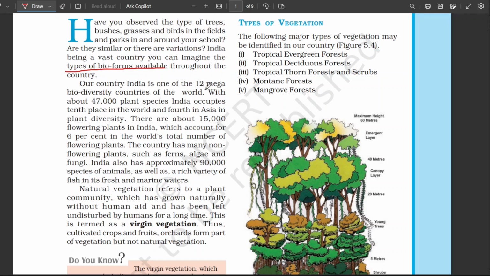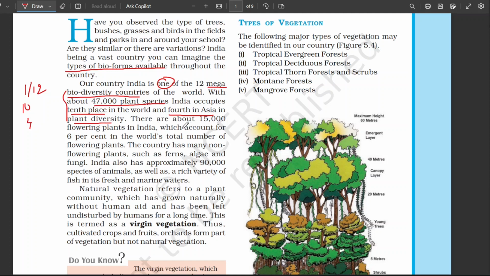Our country, India, is one of the 12 mega biodiversity countries. Biodiversity means यहाँ पे तरह तरह के diverse life forms हैं. So it is one of the 12 mega biodiversity countries of the world with about 47,000 plant species. India occupies 10th place in the world and 4th in Asia in plant diversity. Plant diversity में क्या रैंक है आप देख सकते हैं. 10th in the world and 4th in Asia, and one of the 12 mega biodiversity countries.